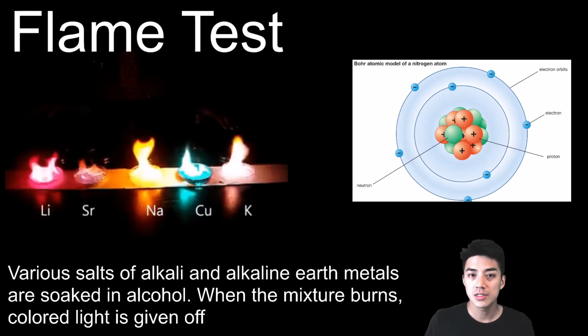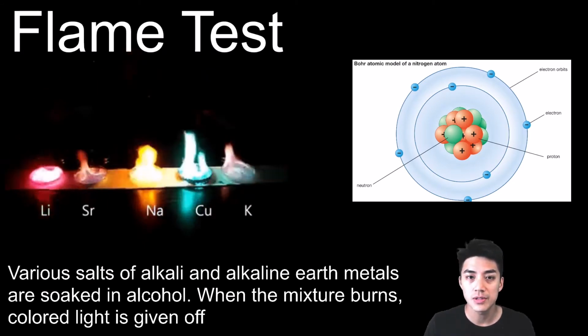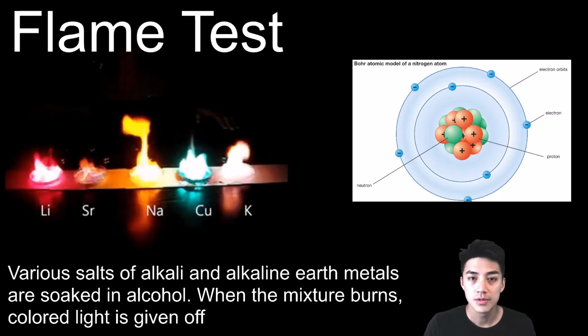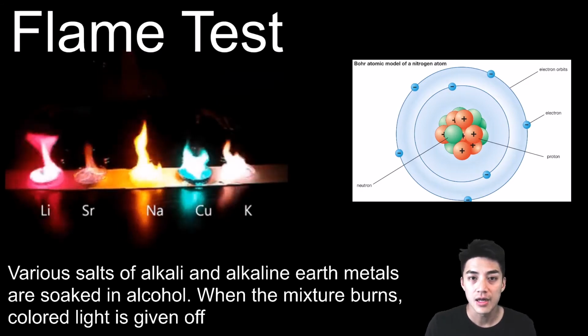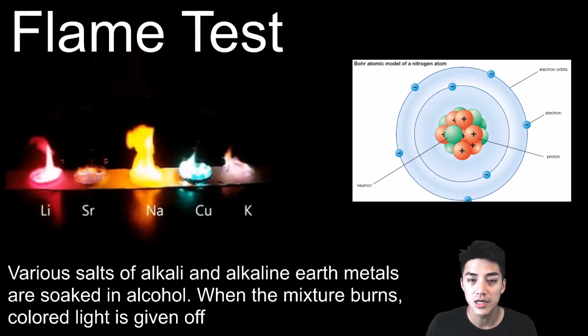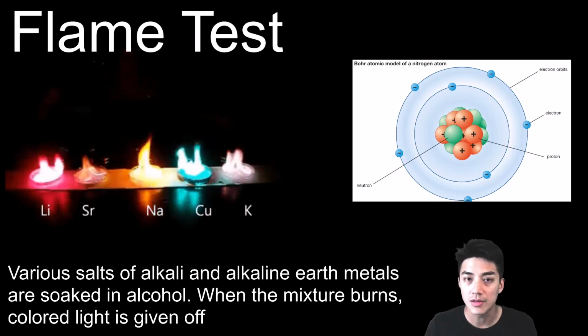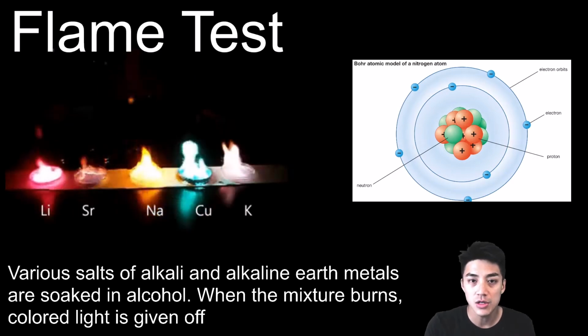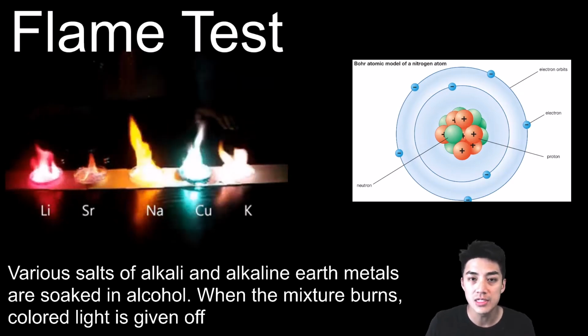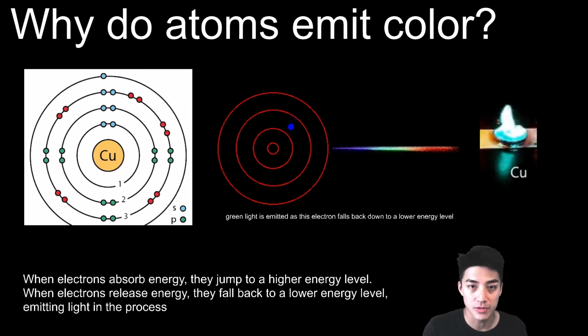Similar to fireworks, in a flame test, various salts of alkali and alkaline earth metals are soaked in alcohol. The mixture is then set on fire, and we notice that certain elements give off distinct colors of light. Strangely enough, this observation led to a better understanding of the atom and how electrons orbit the nucleus, and what we know today as the Bohr model. So you might ask, why do atoms give off certain colors of light? We'll just take copper, for example.